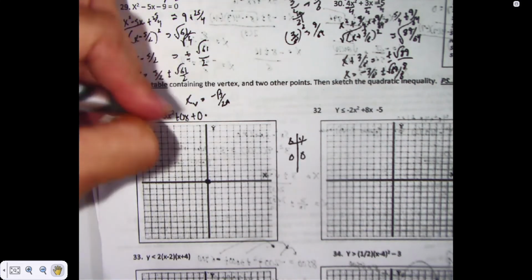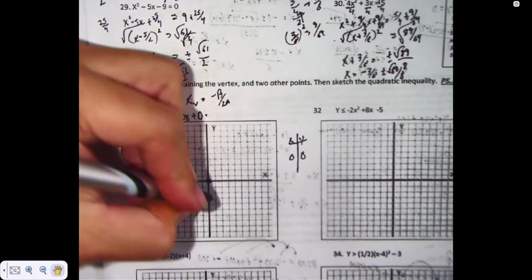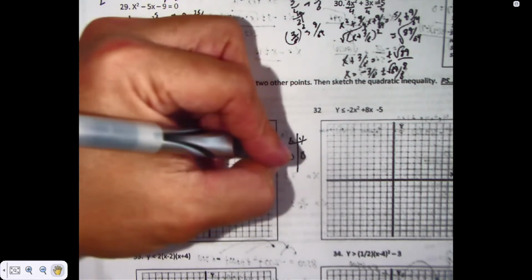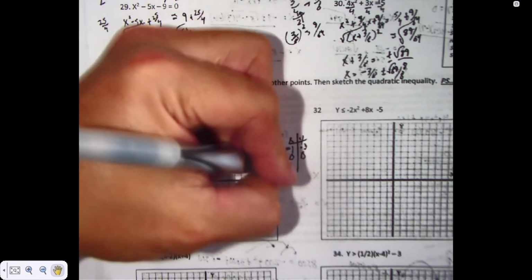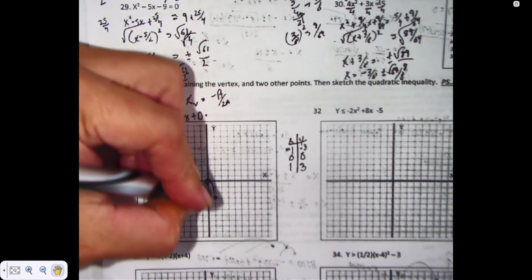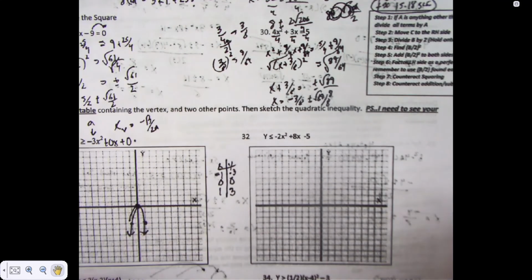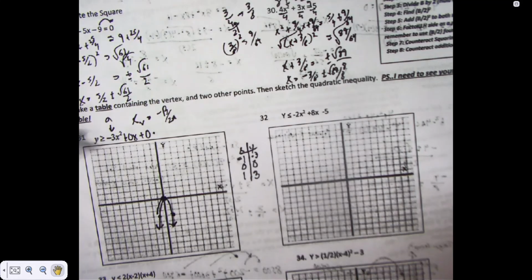I'm actually going to put it in the middle because this is my a value, my initial slope: fall 3, run 1, fall 3, run 1. So I'd be at -1, -3, and +1, -3. There is my little bitty quadratic. It's actually not that hard. Over on 32, oh, there's shading. I forgot these are inequalities, greater than. I need to be shading above or around this thing.